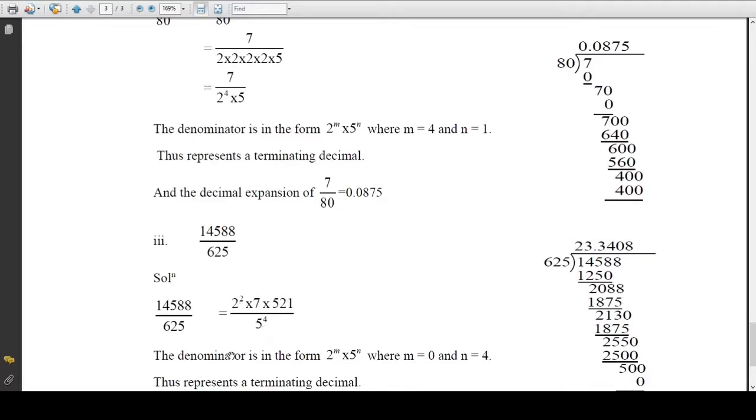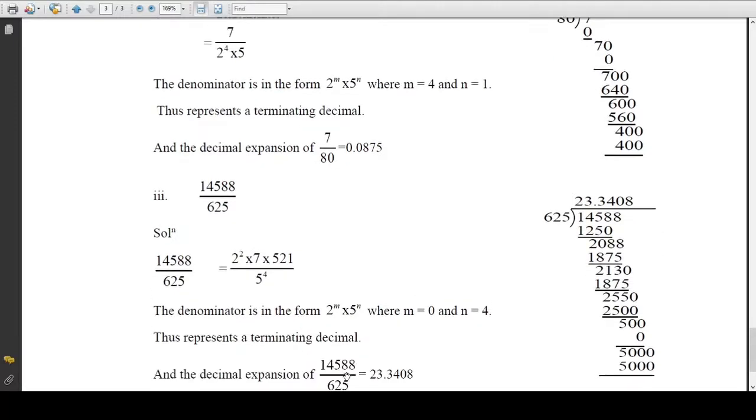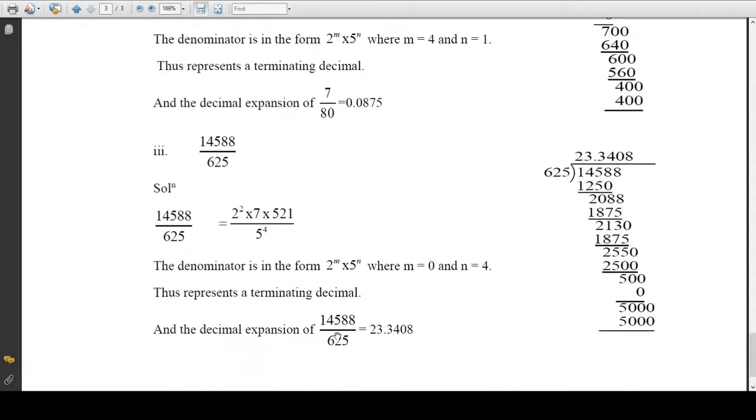Now check for the denominator. Is the denominator in this form 2^m multiply 5^n? Yes, because you can write 2 to the power 0, which is 1, and 5 to the power 4. The denominator is in the form 2^m multiply 5^n, where m is 0 and n is equal to 4, which will represent a terminating decimal. Now let us check whether it is terminating or not.